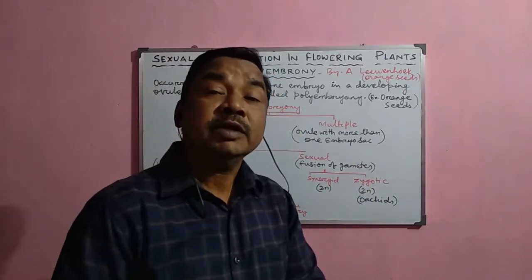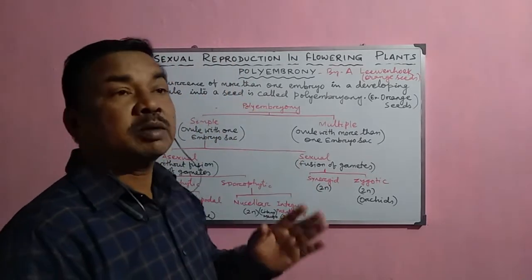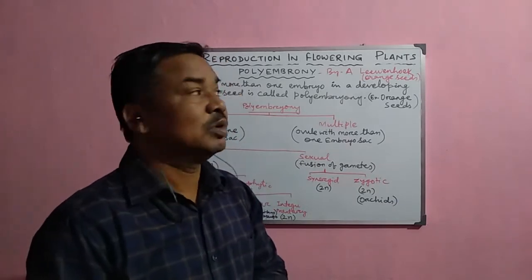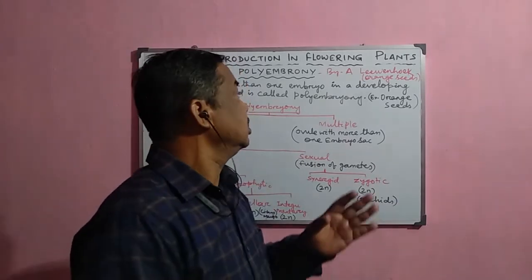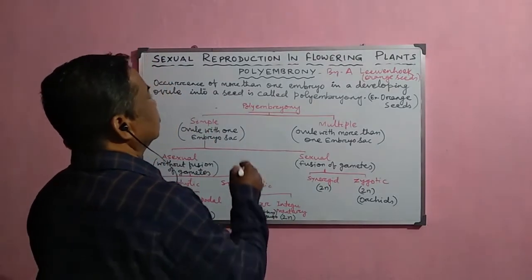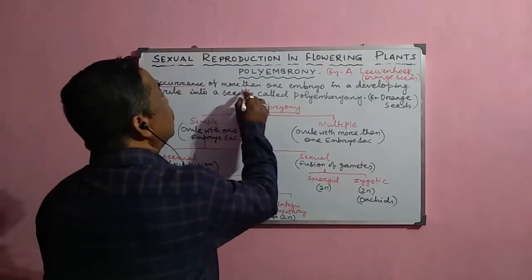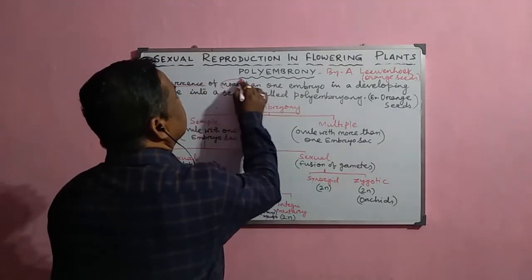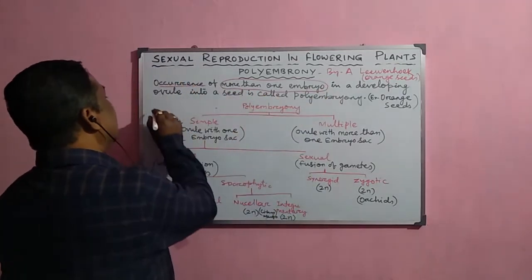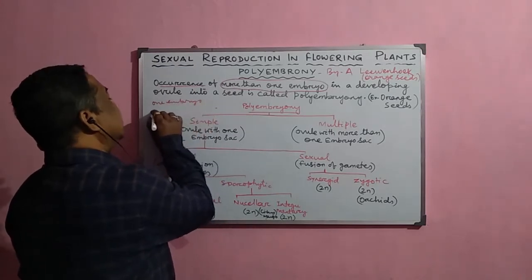Poly means many or more than one. Sometimes, in some developing ovules, more than one embryo is observed. Then how does this occur and how is it actually formed there? Now, in this case, polyembryony is the occurrence of more than one embryo. That means in normal cases, what happens? Normally, one embryo develops from one zygote.